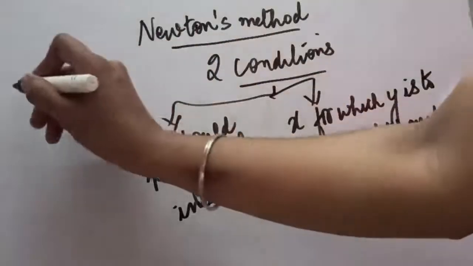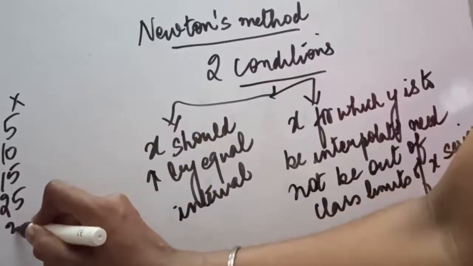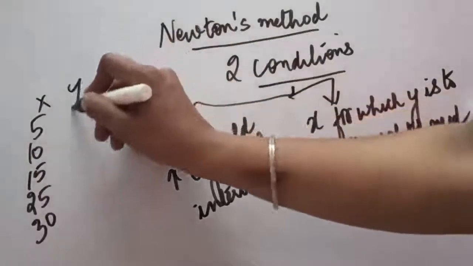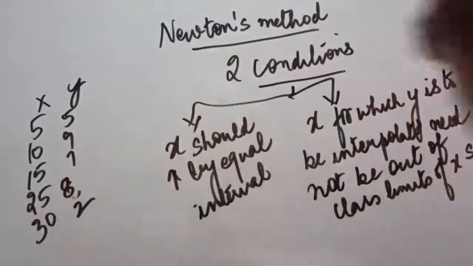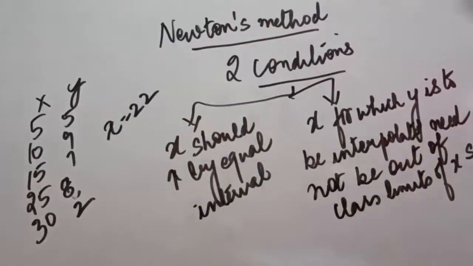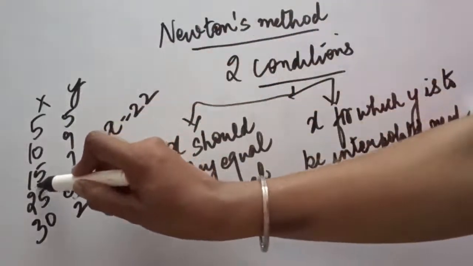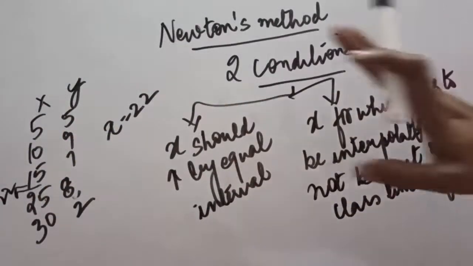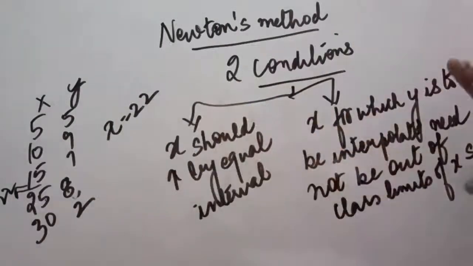What does this mean? Suppose x is given as 5, 10, 15, 25, 30. Like this, you have been given the values of x. Now, the values of y have been given as 5, 9, 7, 8, 2. Now, you have been told to calculate the value of y at x is 22. The difference is equal, so the first condition is satisfied. x equal to 22 will be lying here. If we put x equal to 22, it will disturb the series, but this is not a condition in the case of Newton, so we can apply Newton's method here. We cannot apply the binomial expansion method here, but we can apply Newton's method.